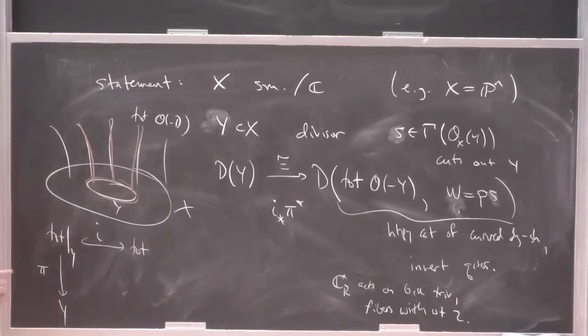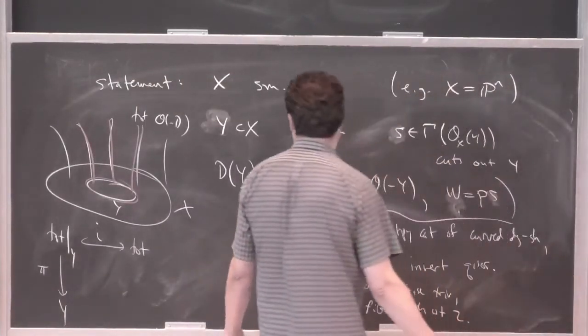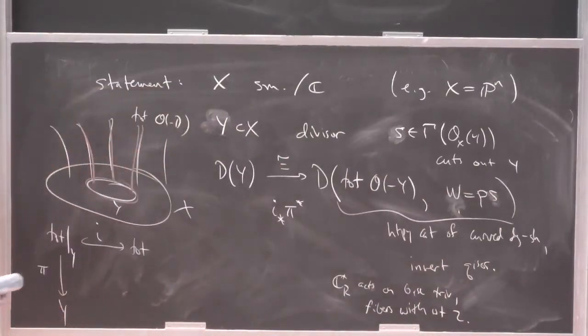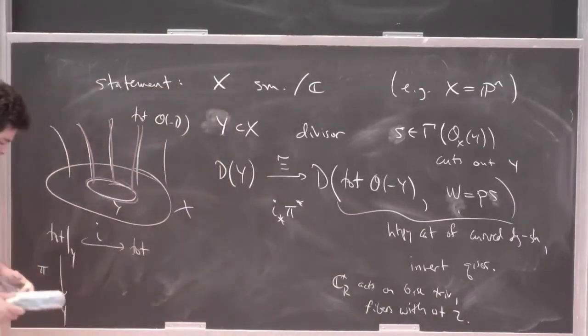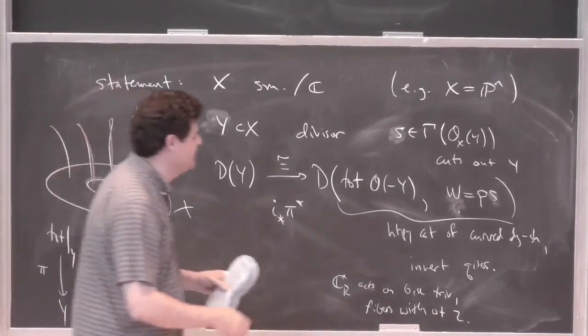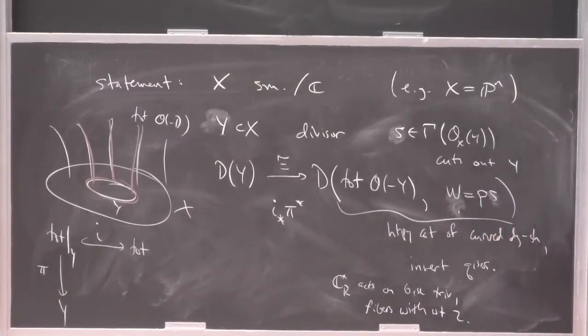So I need to explain this to you. But this is the statement that we're going for. And it's always unclear how many names need to be put on the board at this point. Knörrer did his thing in the 80s. This has been proved by Shipman and Isik and Orlov. So let's try to understand it.